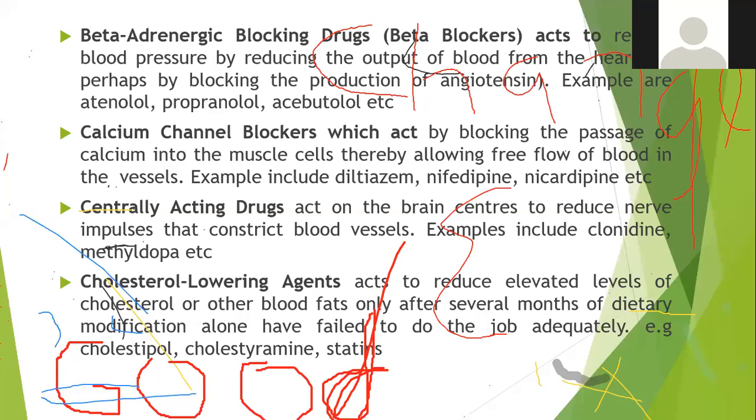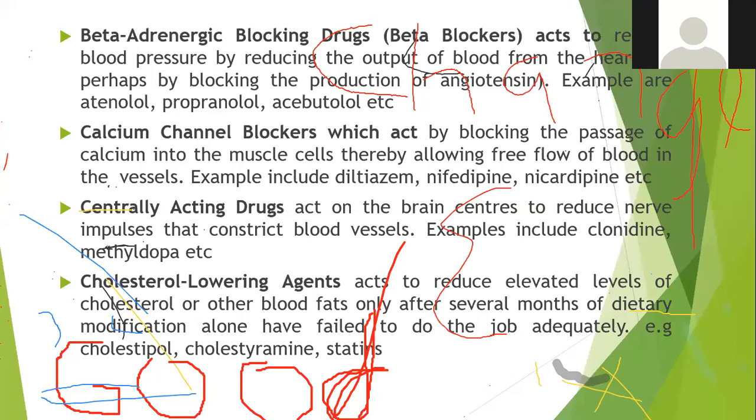Another class of cardiovascular drugs is cholesterol lowering agents. This drug acts to reduce elevated levels of cholesterol and or other blood fats. We have the HDL, we have the LDL, we have the triglycerides. These are the cholesterol found in the blood. However, before you administer cholesterol lowering agent, the first thing you do for elevated blood cholesterol is to improve the diet of your client. The first thing you introduce is diet low in saturated fat.